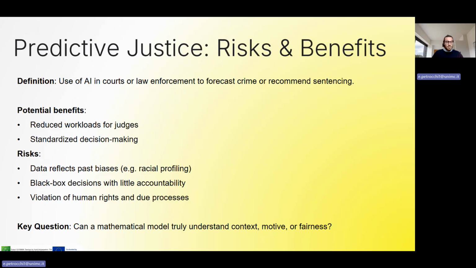These are just some examples of applications in which AI is used in our daily life, such as predictive justice. But this presents the risk that data might reflect past biases, or black box decisions that cannot make the system accountable for their output, and then violation of human rights and due process without any specific person to be accountable. And the key question is: can a mathematical model truly understand context, motive, or fairness?